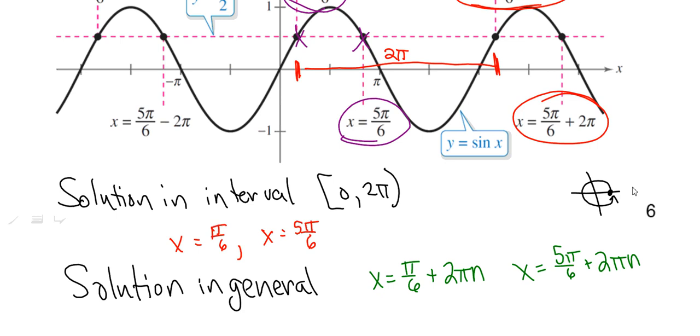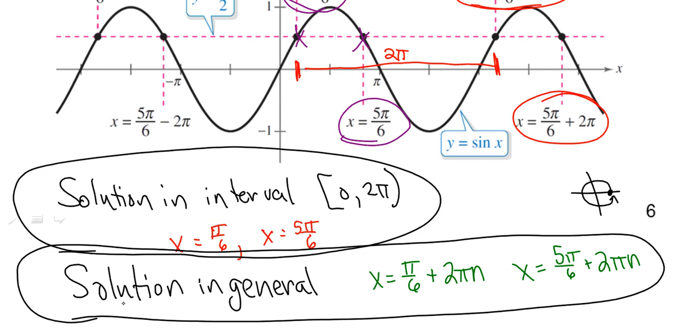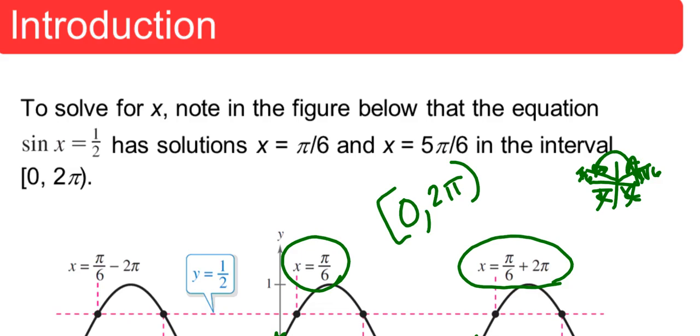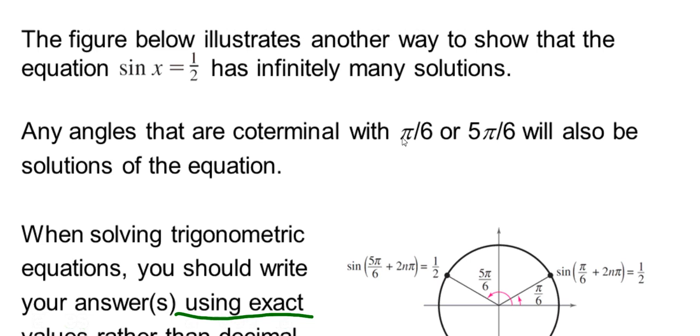But you want to know that if it's just in that interval from 0 to 2 pi, you're usually giving just specific values. But if it's a general solution, then you're going plus 2 pi n as you look at it, where n is an integer. I didn't say that part, but this also shows that circular function, and that's kind of how I looked at it as well.